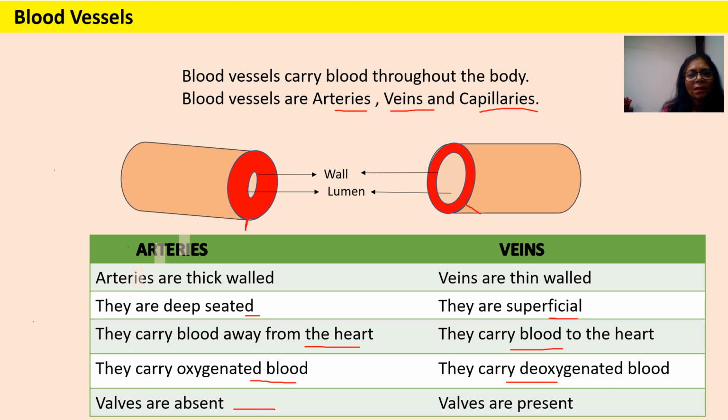Valves are present in veins to prevent backflow of blood, but they are absent in arteries. Capillaries are fine branches of arteries or veins. When an artery divides into two and many other branches, the capillaries become thin-walled and permeable so that exchange of gases and material can take place across their membranes.